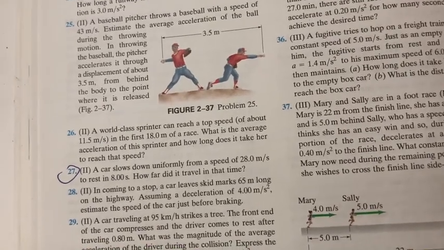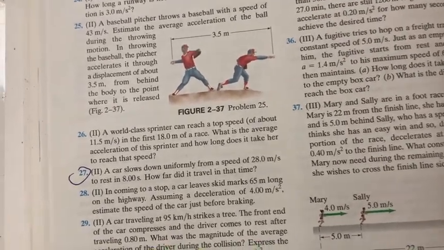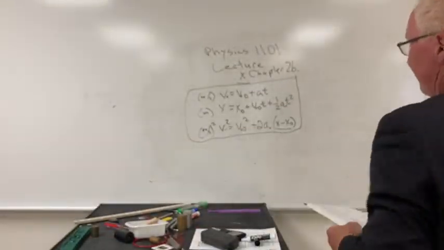A car slows down uniformly from a speed of 28 meters per second to rest in 8 seconds. How far did it travel in that time?